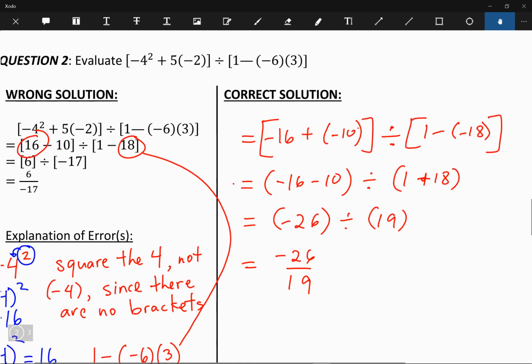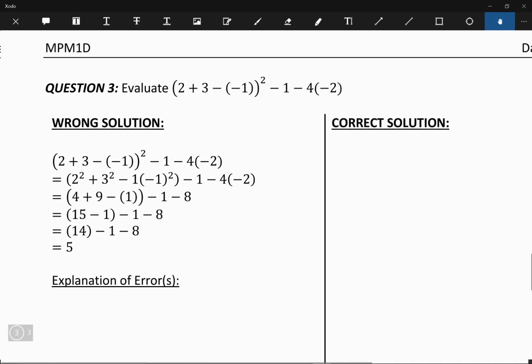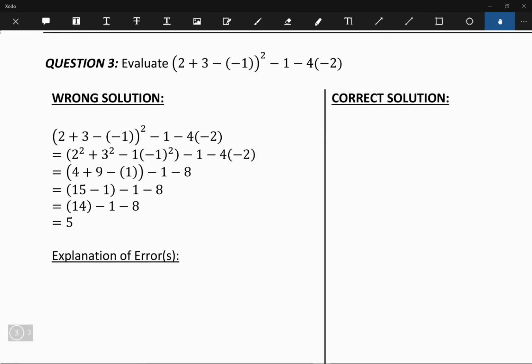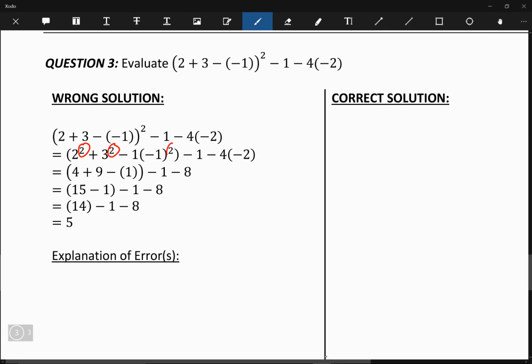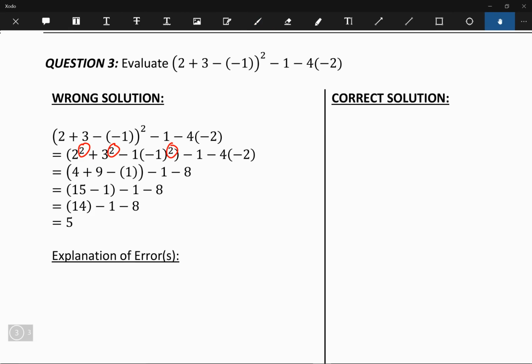Okay. Next one. So pause the video for a moment. Have a look at question number 3. See if you can spot the mistakes. Okay, hopefully you had a chance to look for the mistakes. There are 3 in this one. Okay, the first one are these exponents here. So this student has to do the brackets before squaring.